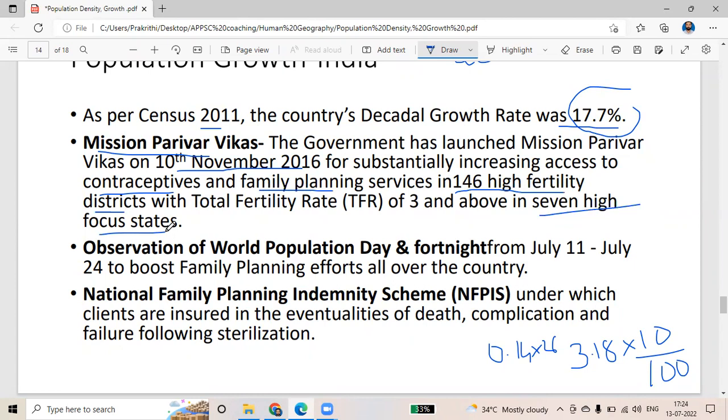इसी एरिया पे कॉन्ट्रासेप्टिव मेजर्स एंड फैमिली प्लानिंग के लिए एक पॉलिसी बन चुका है, दैट इज मिशन परिवार विकास. Second one, observation of World Population Day. World Population Day is 11 July, that I have already told. So we will remember a day for population. तो population का importance, उसका ज्यादा होने से क्या प्रॉब्लम है, कम होने से.